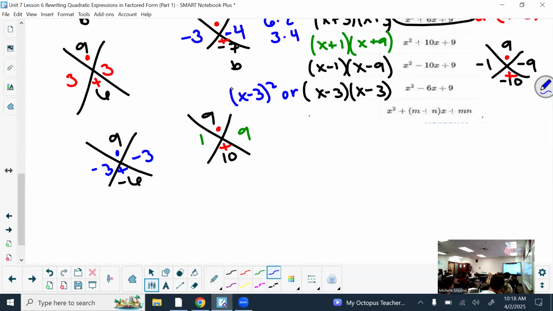All right, the last one, the one with the variables that always trips people up. They're just showing you that thing we observed earlier, basically. But you could set up, even try with the diamond method. 1 times mn is mn, that's my A times C. My B is m plus n. So class, what can we multiply to get mn and add to get m plus n?